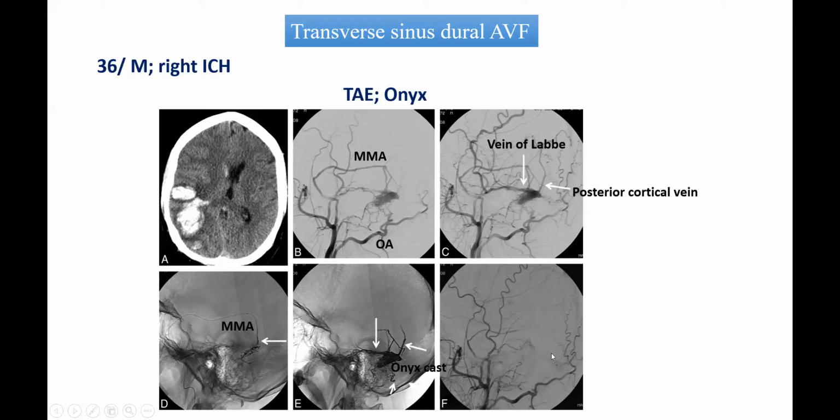And post-treatment angiography shows obliteration of the fistula. So the transarterial approach can also be very effective in these cases because the MMA is very easy to approach. And this procedure doesn't take much time and it is relatively safe. And the material used was Onyx here.